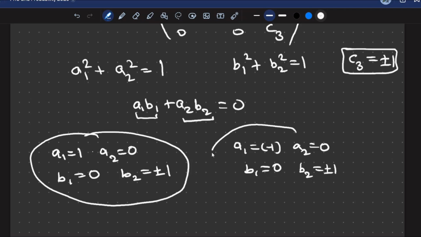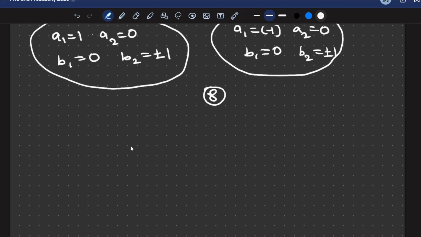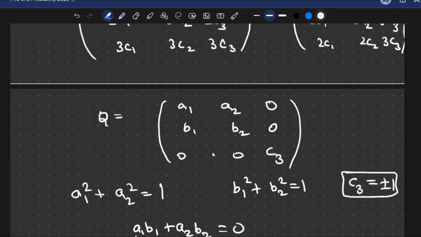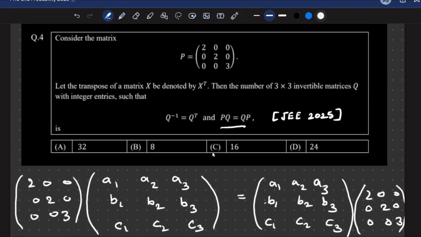Okay, fine. Now from here we get 4 cases. Now if we do the same thing for a2, we'll get 4 more cases. So how many total cases did we get? 8 cases, right? And here we have 2 cases for c3. So from the fundamental principle of counting, we get the total number of cases equal to 2 times 8, which is equal to 16, right? Yes. So the total number of matrices is 16. The answer to this question is 16, option C. Let's proceed on to the next question.